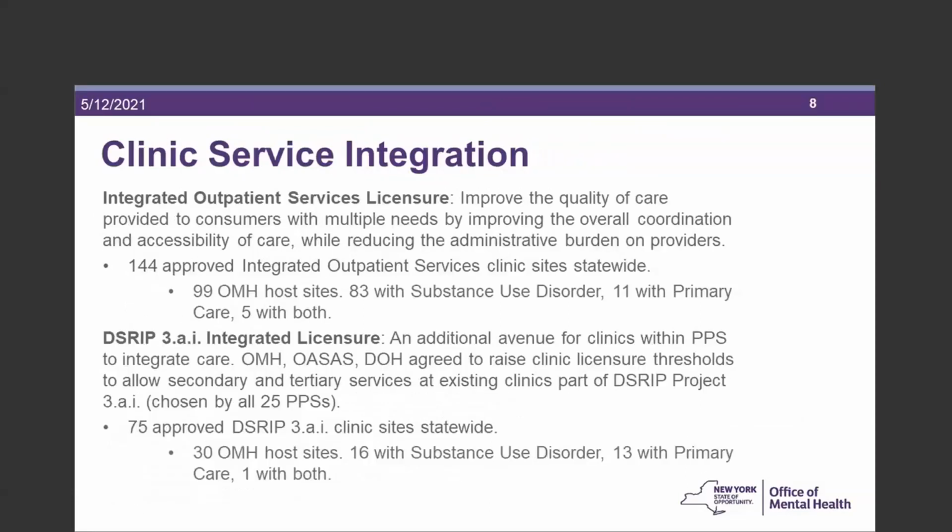There's also effort for integrated outpatient services licensure, which is a process where the state is working together to look at how to really achieve clinical integration. And there are already about 144 approved sites out there. 99 are OMH hosted, 83 SUD, and 11 with primary care. 5 of those sites include all 3: physical health, substance use, and mental health.